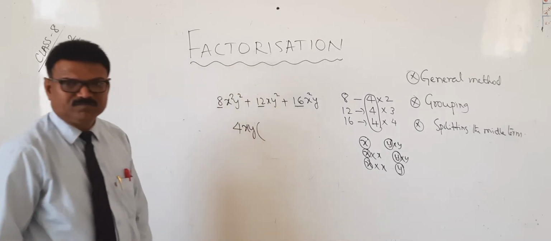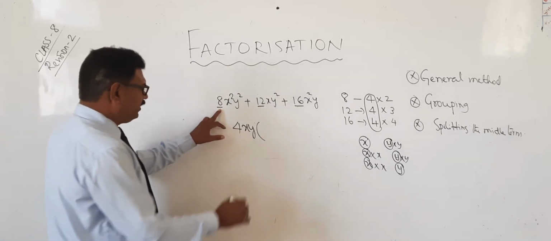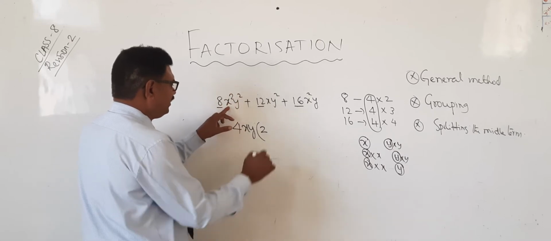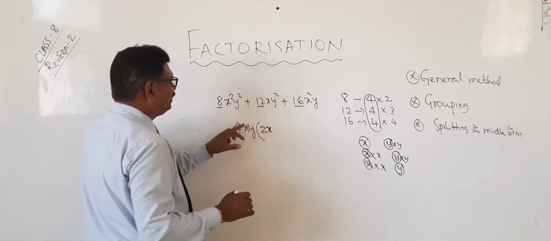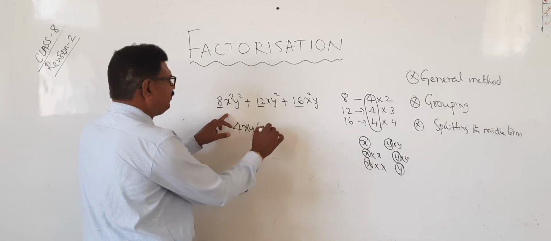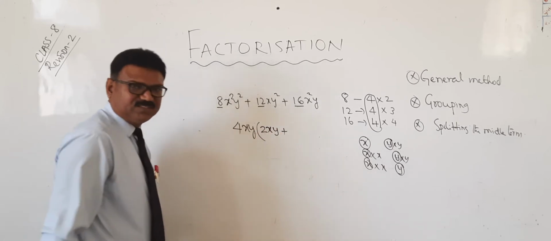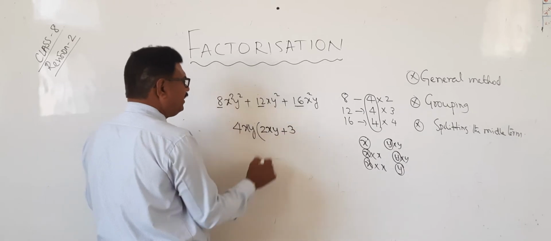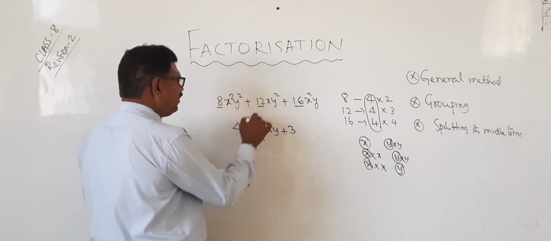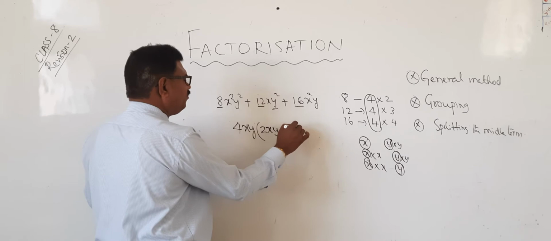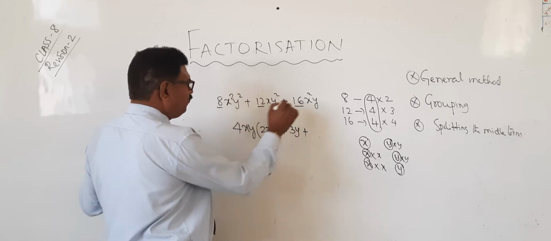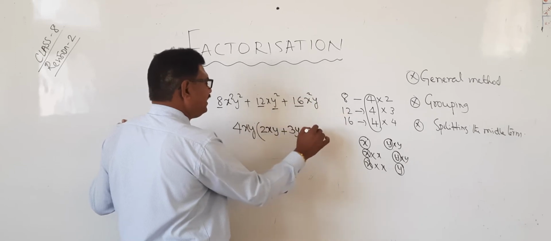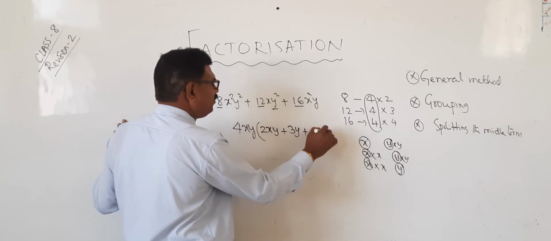That's it. Now, 4, how many times? 2 times. X cancel. What is remaining? X. Y cancel. What is remaining? Y. Plus 12 by 4. How much? 3. X cancel. Y cancel. What is remaining? Y. Plus 4. 16 divided by 4 is nothing but 4. X cancel. X. Y cancel. 4. That's it.